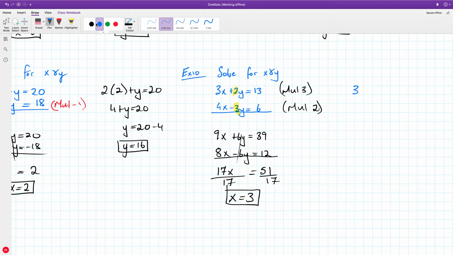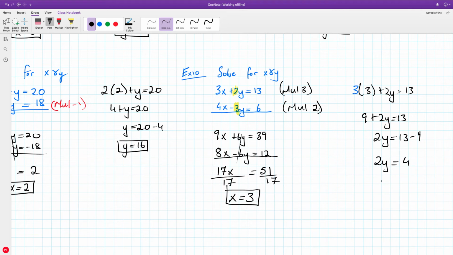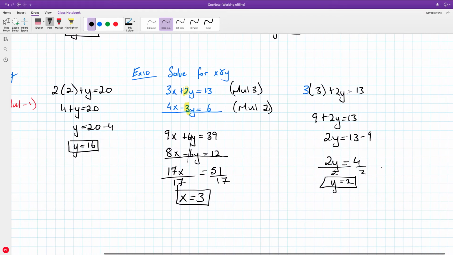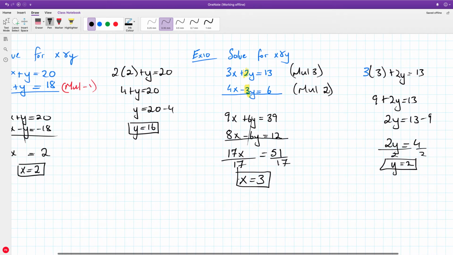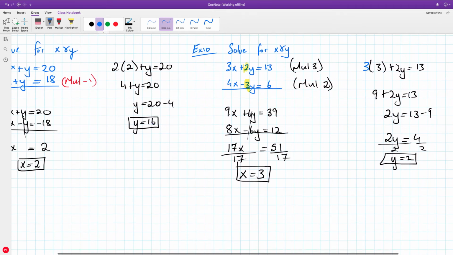3 times 3 plus 2y equals 13. 9 plus 2y equals 13. 2y is equal to 13 minus 9. 2y is equal to 4. Divide both sides by 2. y is equal to 2. Right, we're going to do another one of these. So, have a go at this with me.